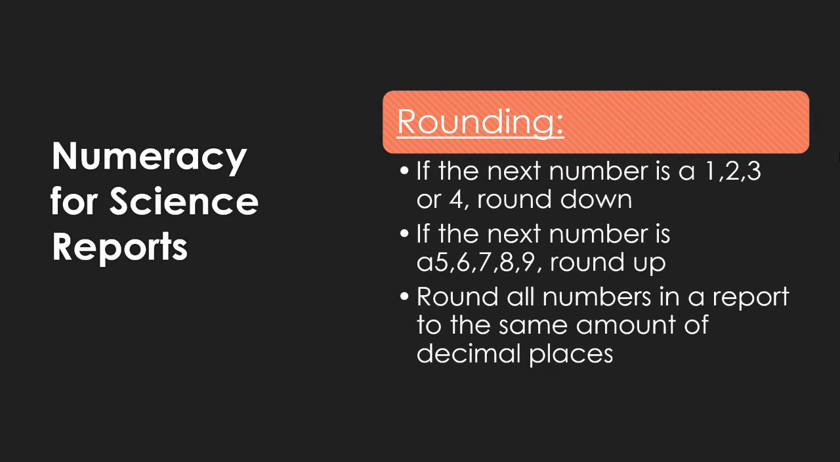Okay, so for the standard, you're actually going to get some numeracy credit. So some of the numeracy skills that you're going to use in this standard, the first one is to round numbers. Okay, so rounding. If the next number is a 1, 2, 3, or 4, you round down. If the next number is a 5, 6, 7, 8, or 9, you round up. You round all numbers in a report to the same amount of decimal places.